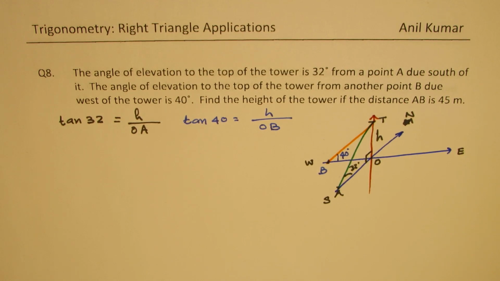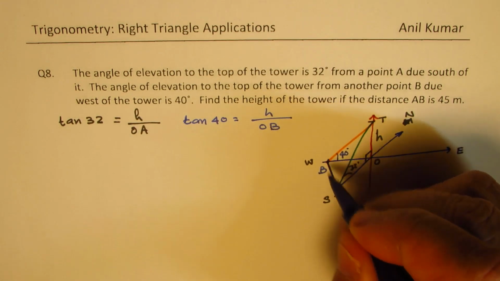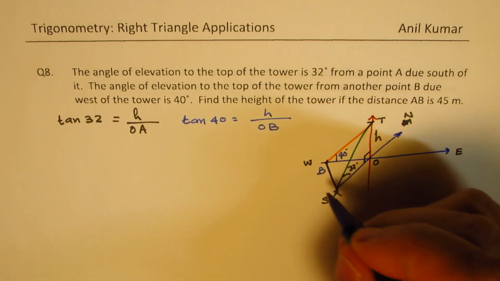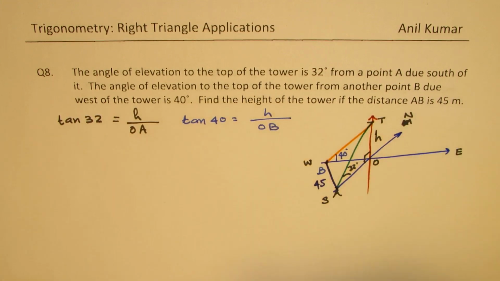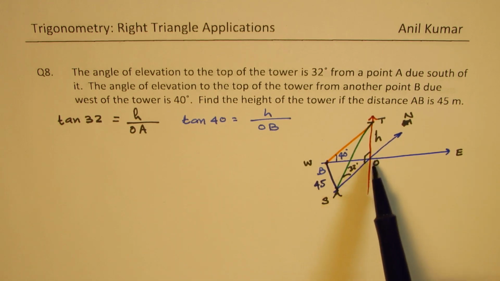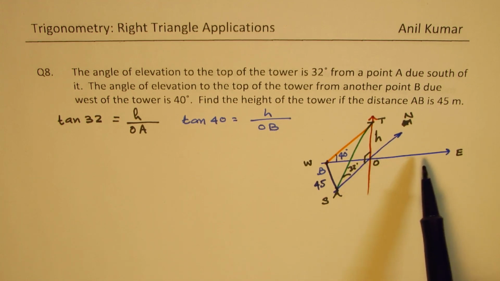Now we are given the distance between A and B also. So let's mark that distance. We know this distance AB is given to us as 45. So this is the distance between south and west. So there is a 90 degrees angle between these two. Do you realize that part, right? Okay.